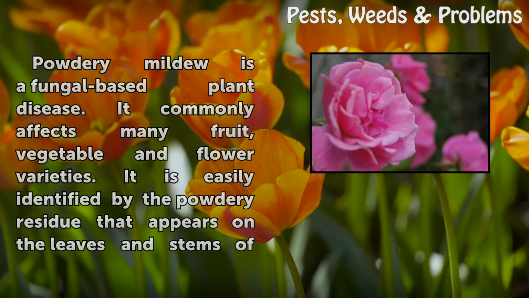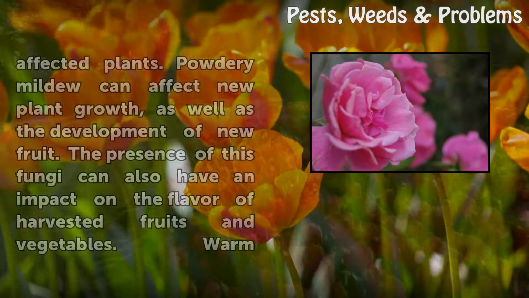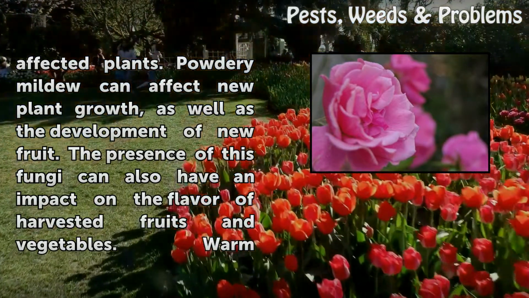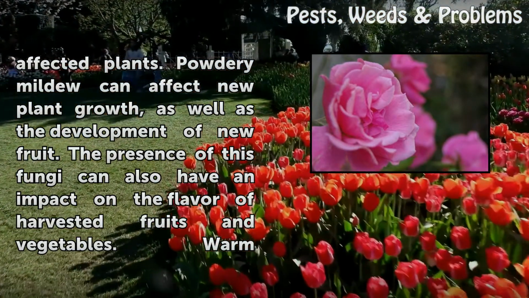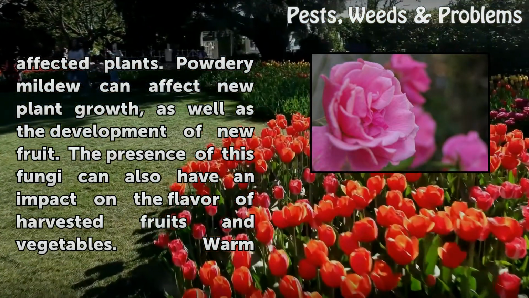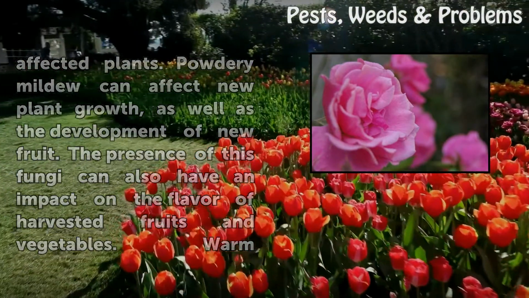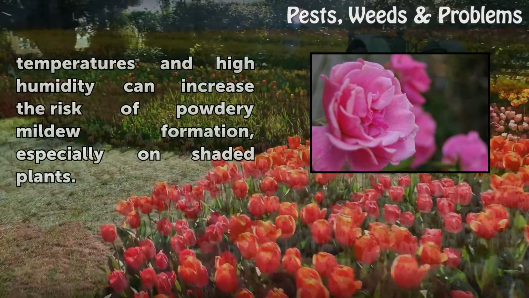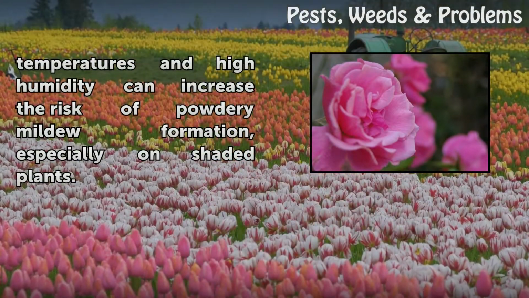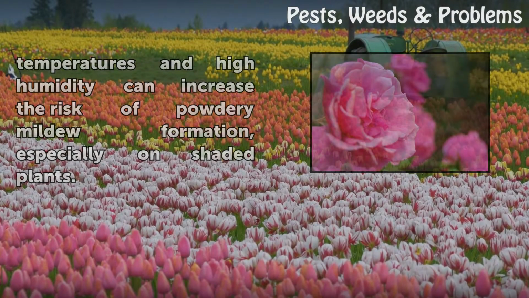It is easily identified by the powdery residue that appears on the leaves and stems of affected plants. Powdery mildew can affect new plant growth, as well as the development of new fruit. The presence of this fungi can also have an impact on the flavor of harvested fruits and vegetables. Warm temperatures and high humidity can increase the risk of powdery mildew formation, especially on shaded plants.